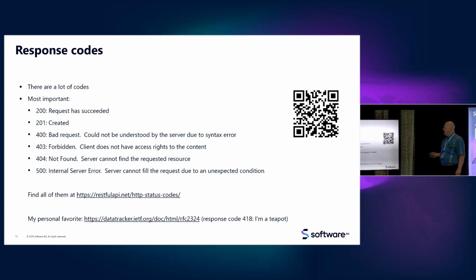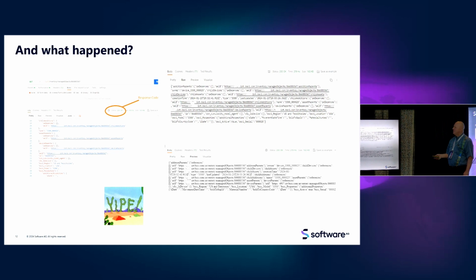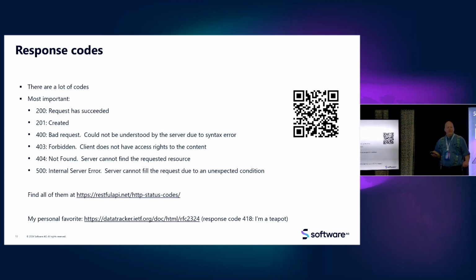Response codes, and I talked about how we got that response code. There's a lot of them. You don't need to know all of them. The big ones we can see here are the ones that really matter. 200, we got the data back. 201 you use with a put or a post, meaning it got created. 400, you want to avoid those because the server can't understand it because you goofed up doing something, which I really hate when I get those.